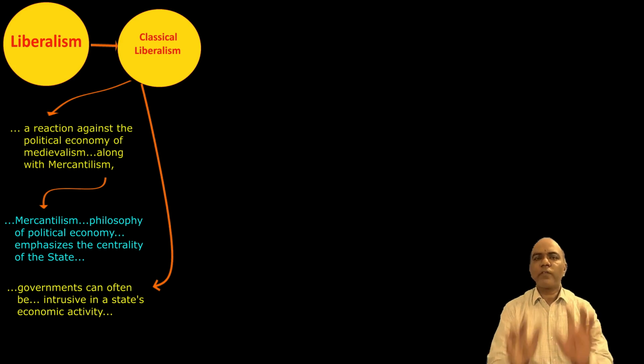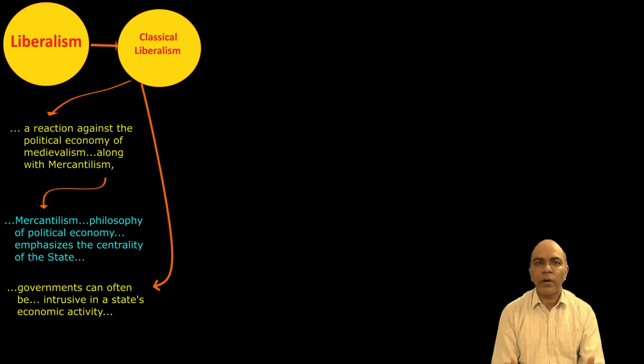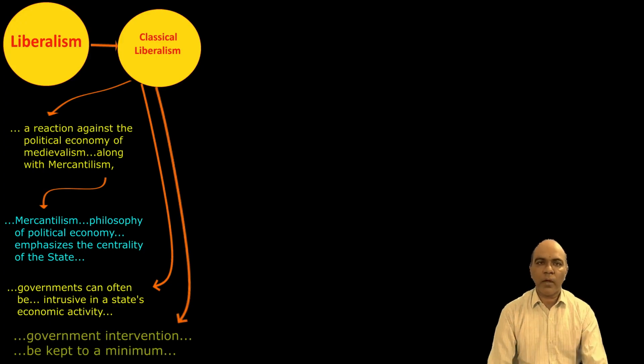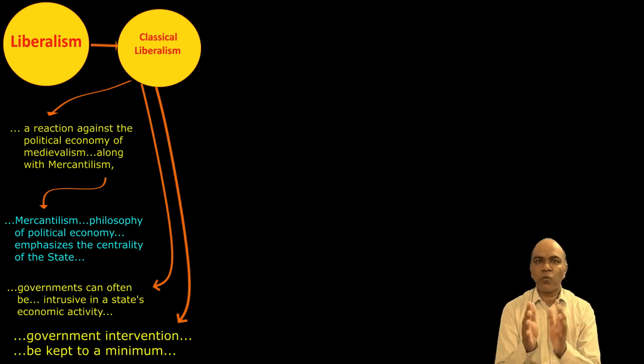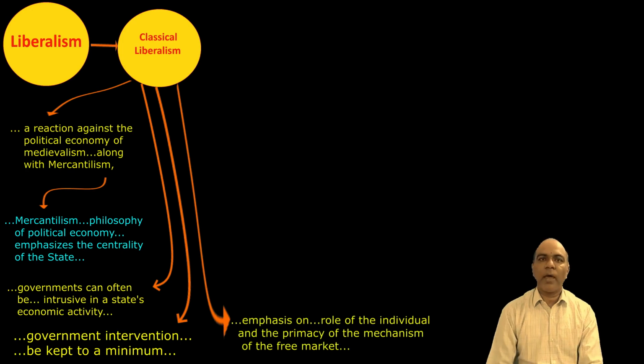So, what is the basic notion behind classical liberalism? How can we understand it? What is the governing idea? The basic notion behind classical liberalism is that government intervention should be kept to a minimum. It emphasizes the role of the individual and the primacy of the mechanism of the free market. So here government's role is limited, restricted.